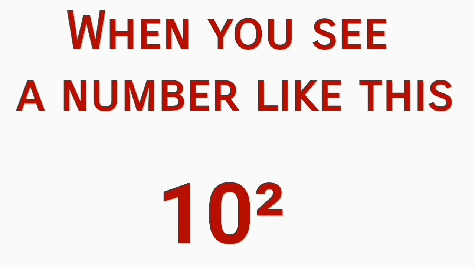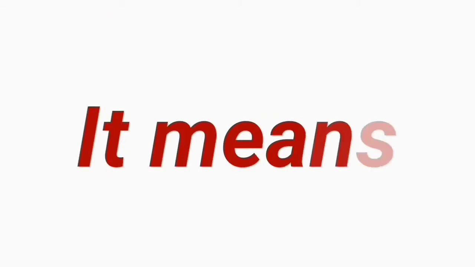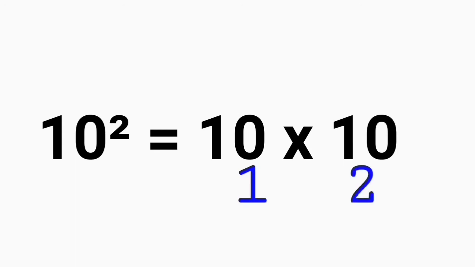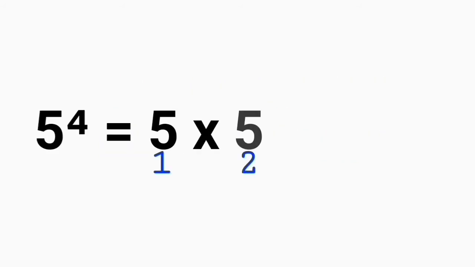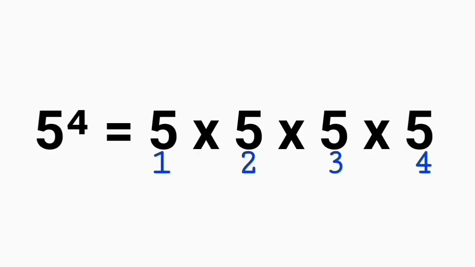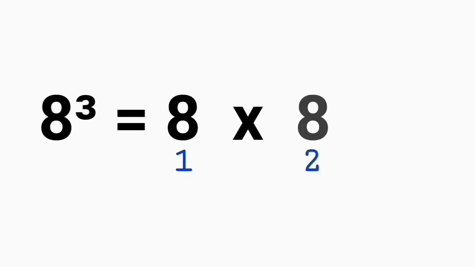When you see a number like 10 raised to power 2, it really means 10 multiplied by itself 2 times. 10 raised to power 4 means 10 multiplied by itself 4 times. This can work for any other number, like 5 raised to power 4, 5 multiplied by itself 4 times, or 8 raised to power 3, 8 multiplied by itself 3 times.